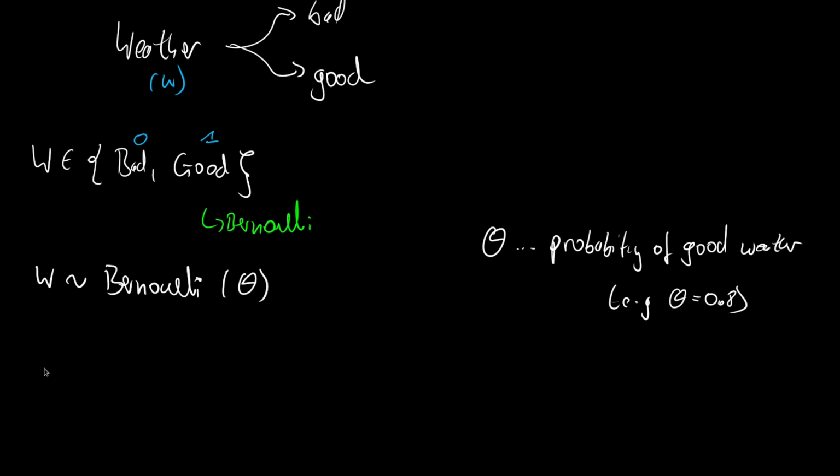And how can we encode this? We write P of W for the probability mass function of W, and so we say it is 80% if the weather is good. So theta, and let's raise this to the power of W. So in this case, if W is 1, then theta to the power of 1 is theta. And if we multiply this with 1 minus theta, which is the probability of bad weather, so 20%, and you raise this to the power of 1 minus W, then we see that this is exactly true if we have a 0, if we have bad weather.